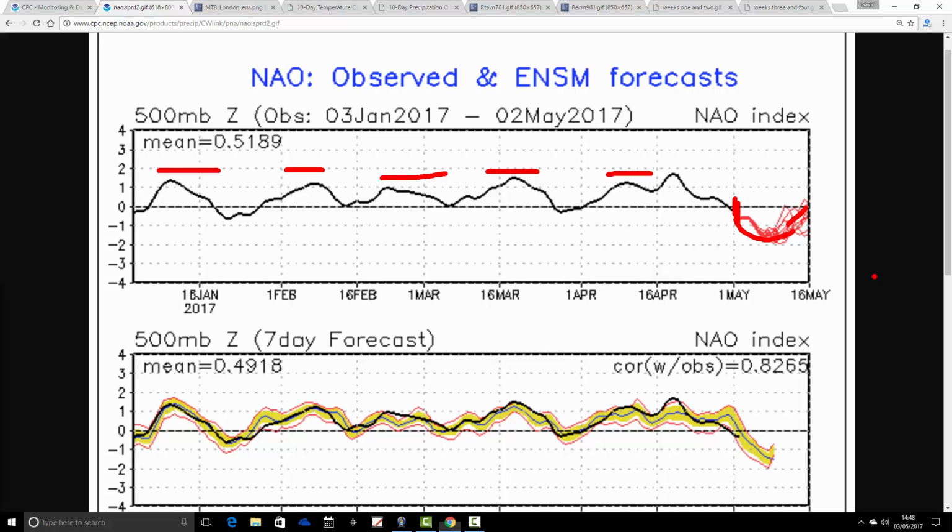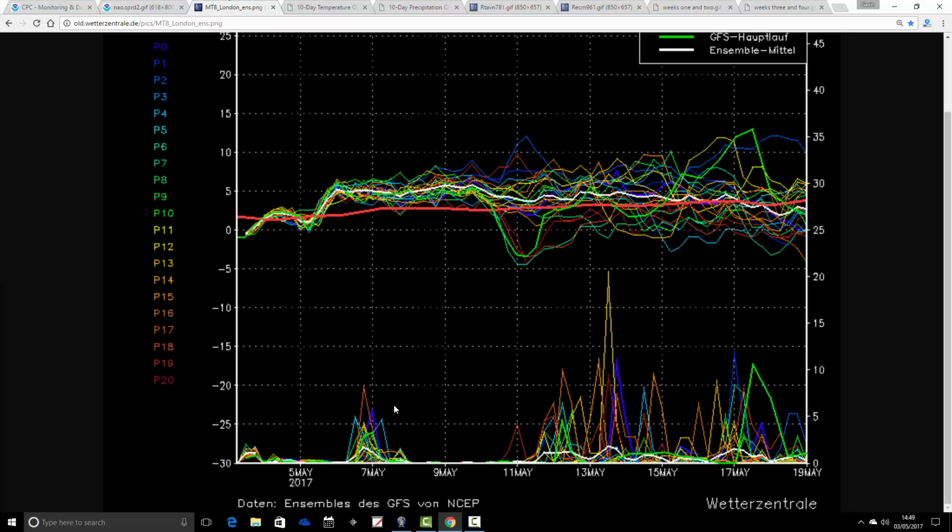But overall, it looks like both the NAO and the AO for the next week at least are going to be quite negative. And then, as I say, as we get towards the middle of May, we may start to see a slight relaxing of the blocking signal. But for the time being, we've got a lot of high pressure to the north.